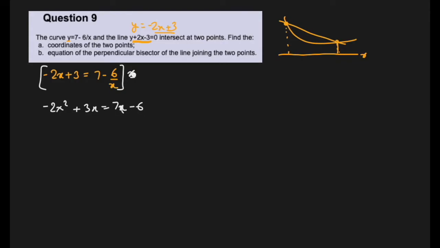In this case, this x and x got cancelled out, and let's put everything to the right side, not left, because this is negative. So to make it positive, let's bring it here to the right side, and this 3x will become minus 3x, and this 7x is 7x minus 6. So what do we get? 2x square plus 4x minus 6.